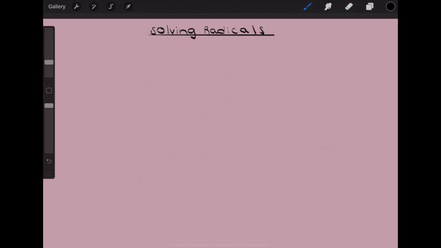So this next problem is going to look pretty different from the rest. So we have x to the 1/4 plus 4 is equal to 7. So the first thing we will do to isolate this x is subtract this 4 over. So x to the 1/4 is equal to 3.